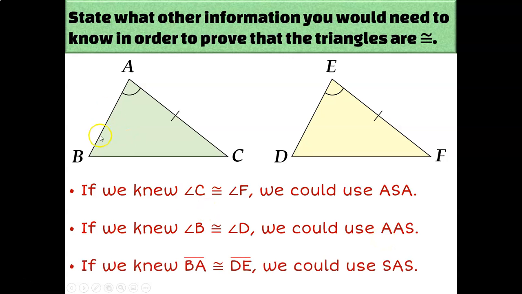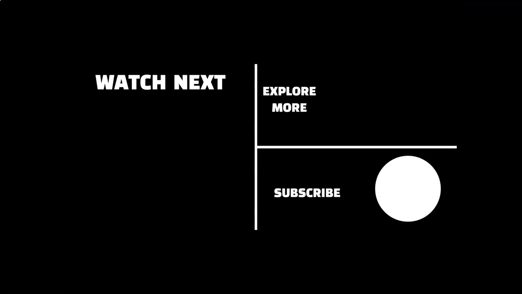Or if you knew that side BA was congruent to side DE, we could use side, angle, side, because I would have two pairs of congruent sides, and the congruent angle is included between those two sides, so I could use side, angle, side. And that's the basics of what you need to know about determining whether or not two triangles are congruent. In the next part of this lesson, we're going to actually write two-column proofs to show that two triangles are congruent to each other.